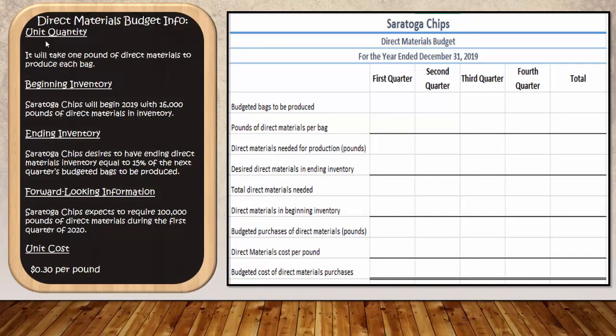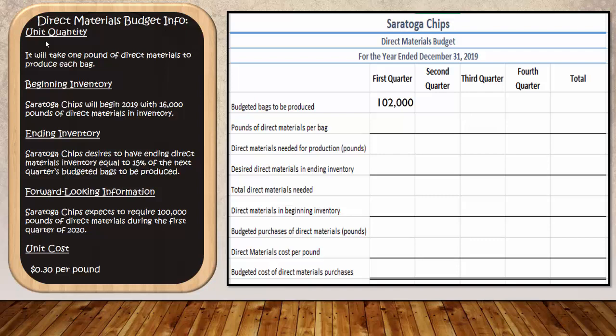We have the following information. It takes 1 pound of direct materials to produce each bag. We're going to begin 2019 with 16,000 pounds of direct materials, or potatoes if you will, in inventory. And at the end of each period, we want to have ending inventory equal to 15% of the next quarter's budgeted bags to be produced. For forward-looking information, we know that Saratoga Chips is going to expect to require 100,000 pounds of direct materials to meet their production in the first quarter of 2020. And throughout the entirety of 2019, these potatoes, these direct materials that we buy, are going to cost us 30 cents per pound. So our budgeted bags to be produced for the first quarter is 102,000.